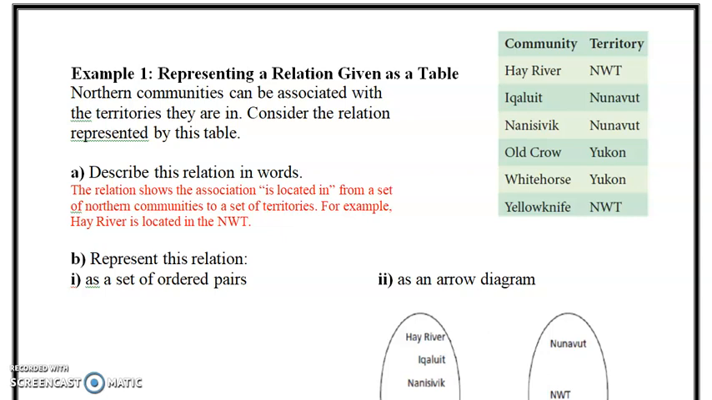So the first column is the set of communities. The second column is a set of territories, and how we associate those is "is located in." So Hay River is located in the Northwest Territories. Old Crow is located in the Yukon, and so on.